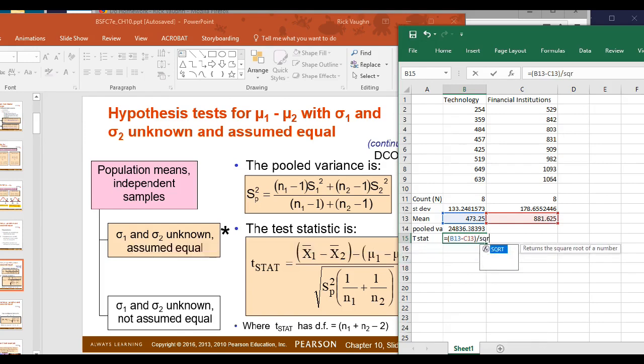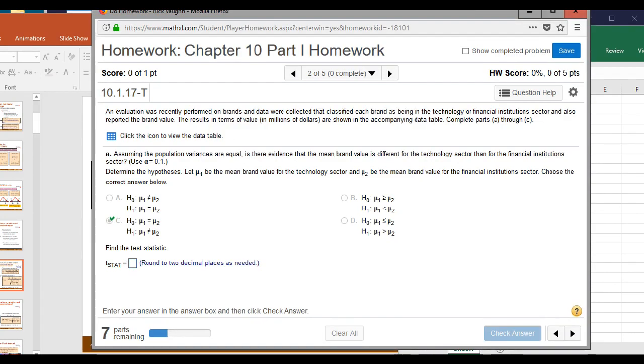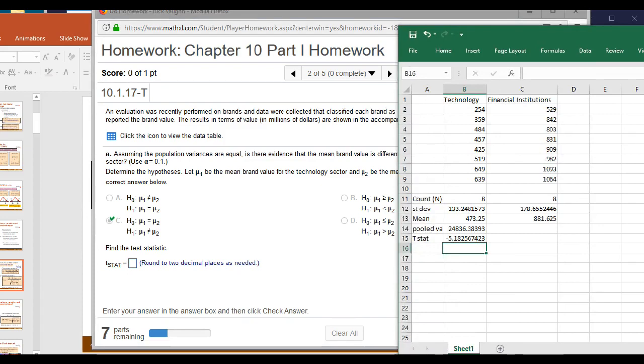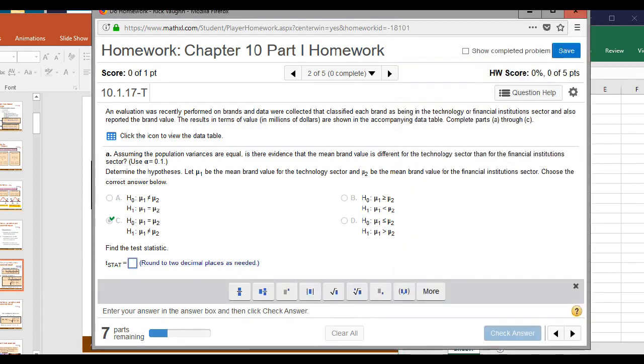And now I'm going to divide by the square root of, now I need to do the pooled variance, which is here in cell B14, times parentheses 1 divided by n1 plus 1 divided by n2. And Excel should know the order of operations there. Close parentheses for the sum, and then close parentheses for the square root, and that should be everything. All right, so here's our t-stat, negative 5.182, and we want to report this again to 2 decimal places. So negative 5.18, round that one in my head.